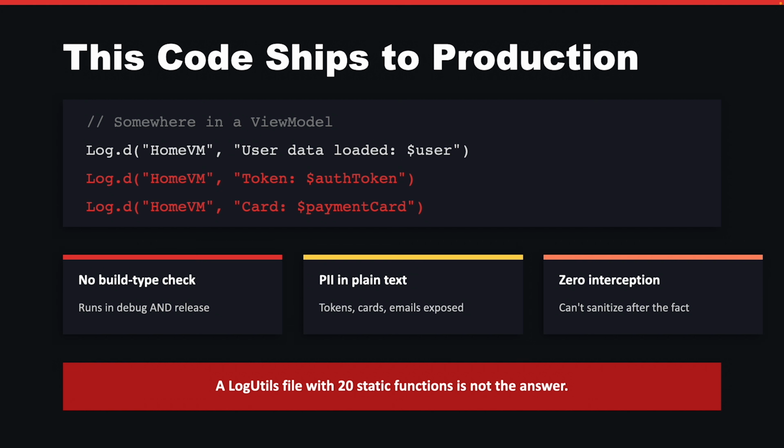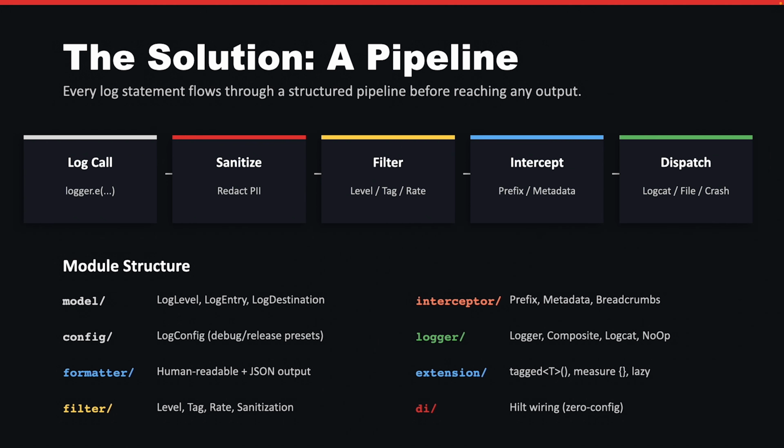Now, most developers solve this by creating a LogUtils file with 20 static functions. One for debug, one for release, one with tag, one without. And six months later, that file has 40 different functions and nobody remembers which one to call. That's not the answer. The answer is a proper module with a pipeline. Let me show you what that looks like. Here is the core idea.